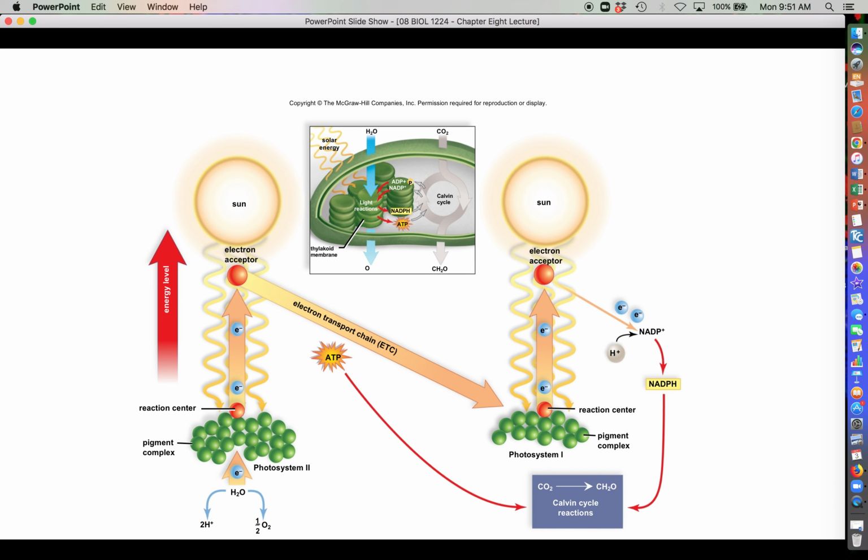Here you can see the actions of both photosystem 2 and photosystem 1. As we said, our electron donor is going to be a molecule of water. We donate these electrons to the pigments that are complexed together with the proteins in photosystem 2. The electrons are energized by absorbed energy from the sun, and then we pass those electrons through an electron transport chain, which, as we've seen before, is going to be used to make ATP by chemiosmosis.